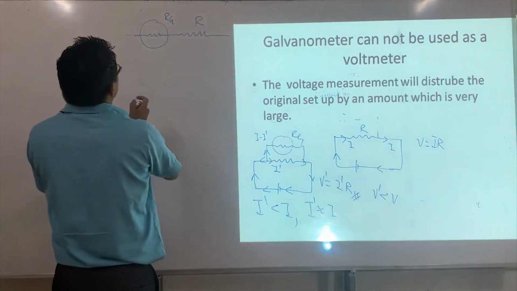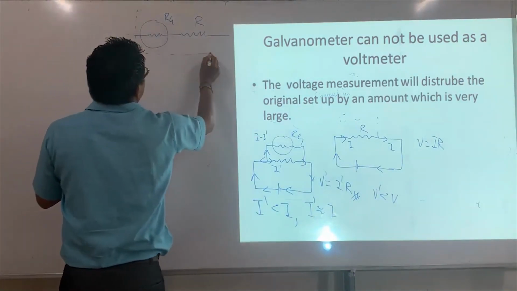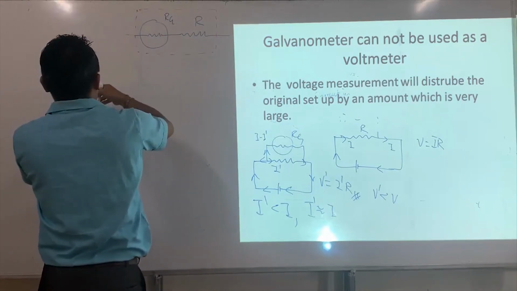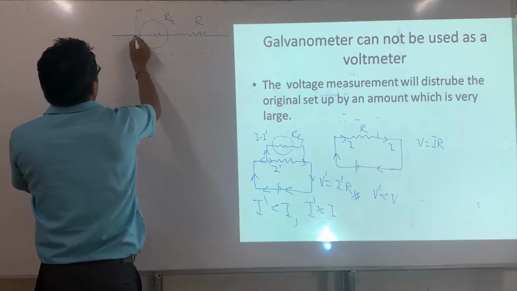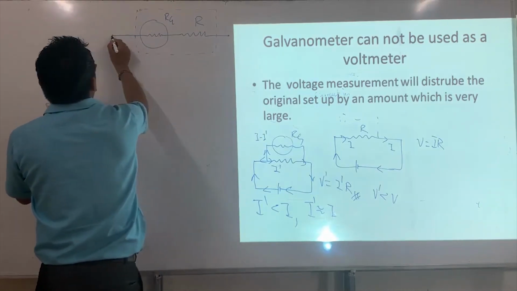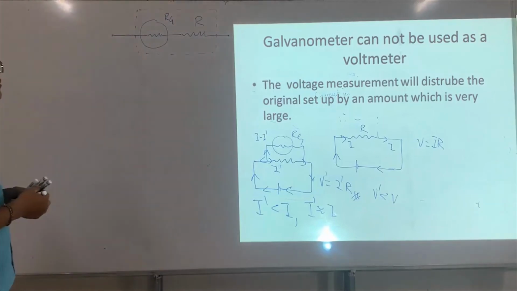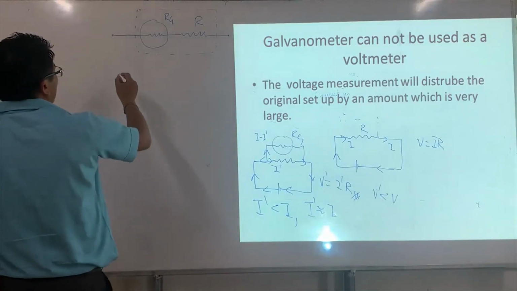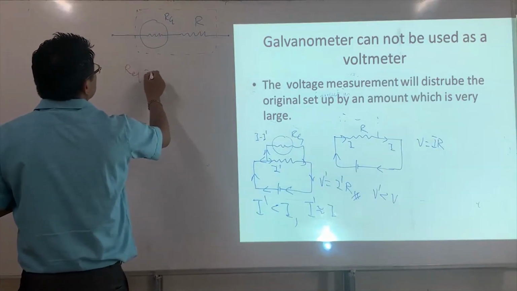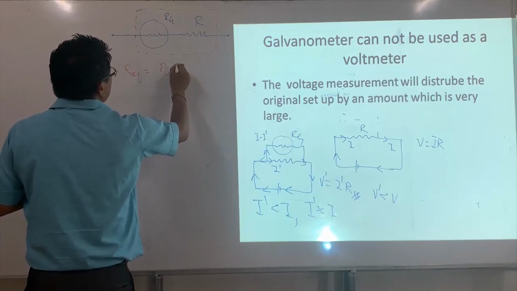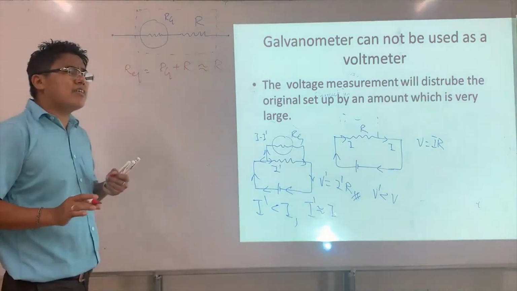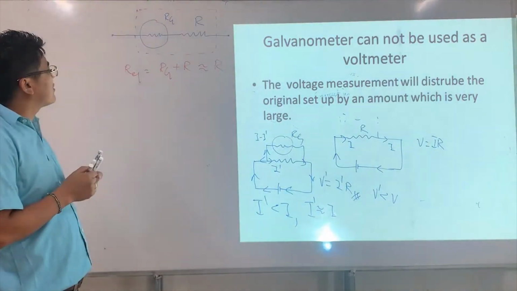Now this becomes a voltmeter. Alright. Now look at here. The total equivalent resistance is equal to Rg plus R, which is almost equal to R. Why? Because R is very much greater than Rg. So this is what we have.